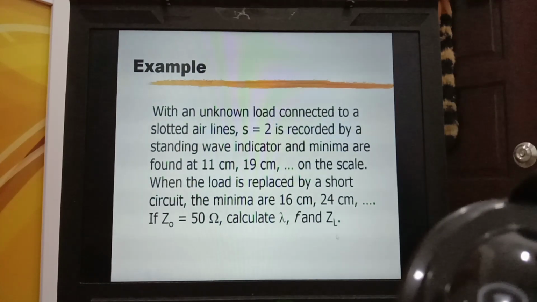Next, we want to find the impedance ZL. To find this impedance, we need to know the SWR, and also we need to know the distance between the minima when the transmission line is terminated by the unknown load, compared to the minima when the transmission line is terminated by a short circuit.